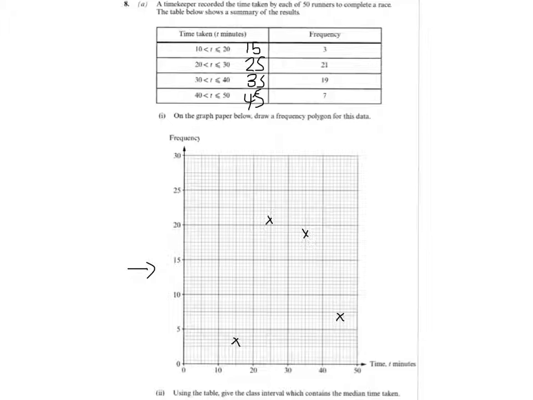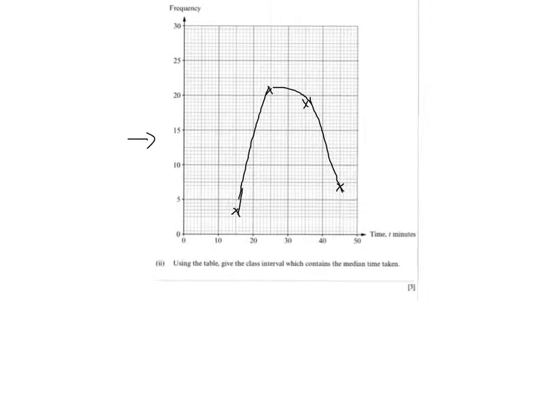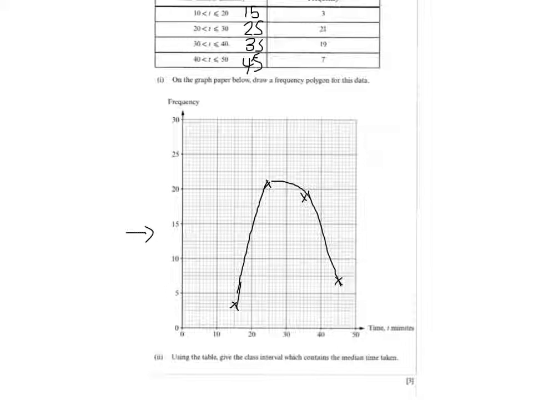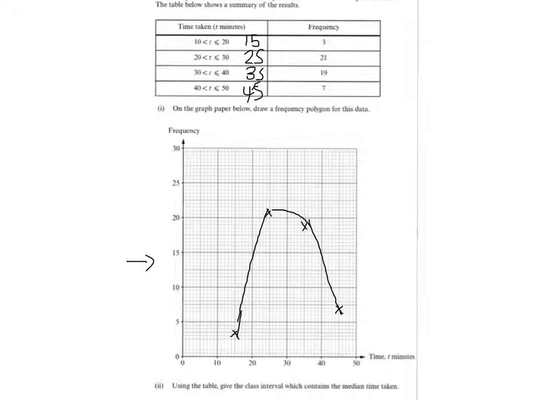You connect your dots. Obviously you'll do this much neater than I will. Okay, so that's your frequency polygon. Obviously those lines should be straight. Final thing then is using the table, give the class interval which contains the median time taken.